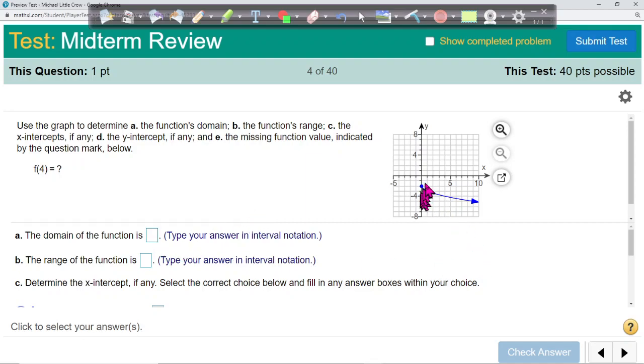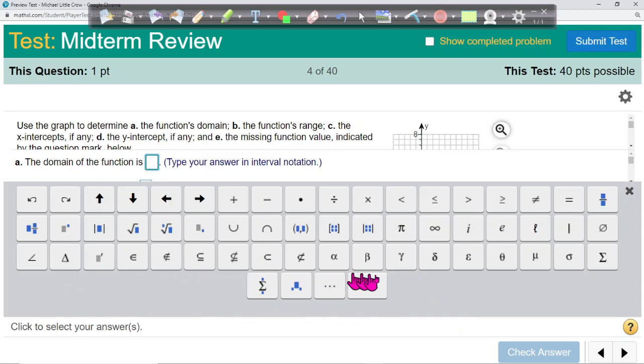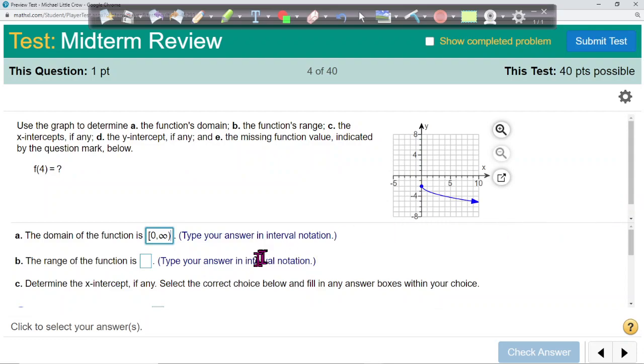So the domain, we see that this function starts at x equals 0 and it goes forever. Okay, so 0 is included. That's a square bracket. They don't really give us the brackets, so on our computers we use this bracket. We're going to go from 0, but we do need the infinity, because it never stops. Infinity always has a parenthesis, never a bracket, because the idea is we never get to infinity.